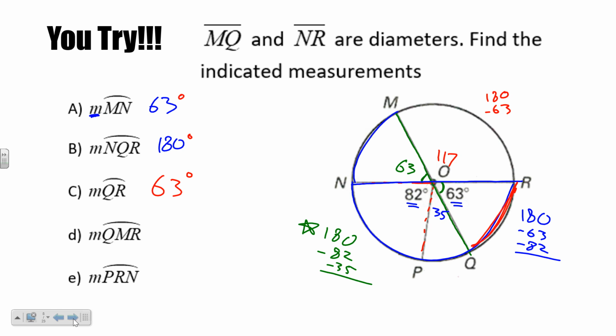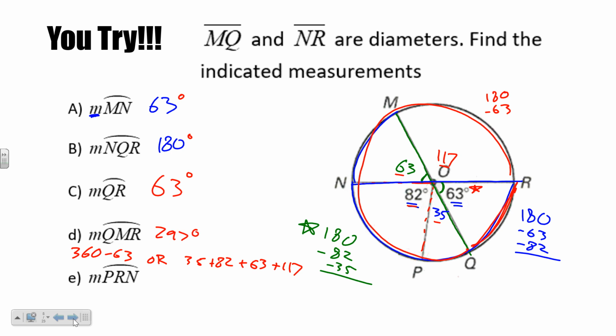QMR, so QMR, again, you can either add 35, 82, 63, and 117 together, or if it's the whole circle except for the 63, you could take 360 minus 63. It doesn't make any difference. So you could either do 360 minus 63, or 35 plus 82 plus 63 plus 117. Doesn't make any difference. 360 minus 63 is quicker, but I think that takes a little bit more. I think you have to think a little bit harder on that one. The other one takes a little bit longer, but I think it's a little bit easier mentally.